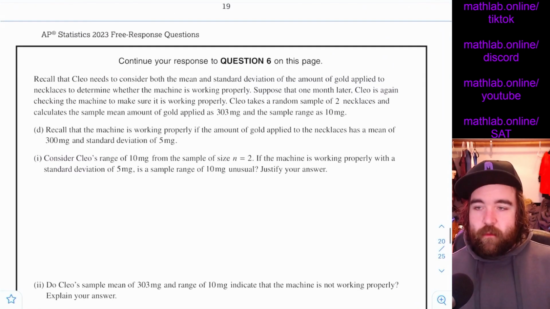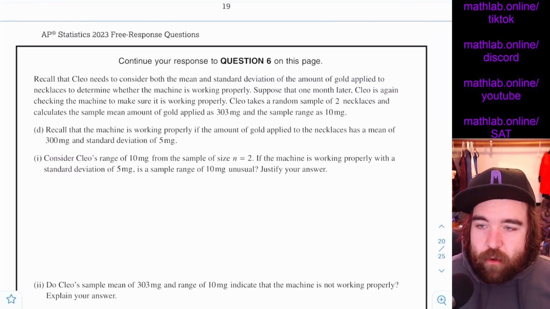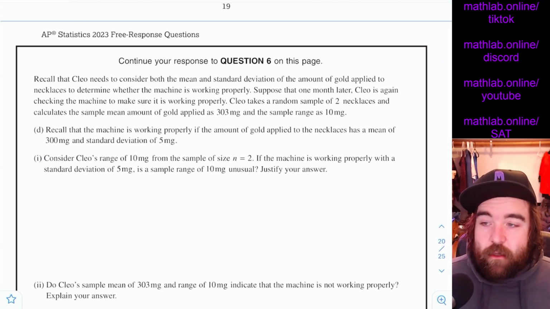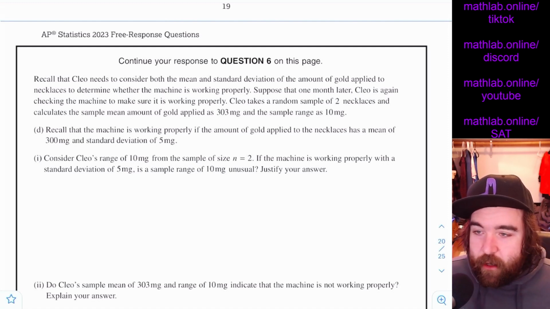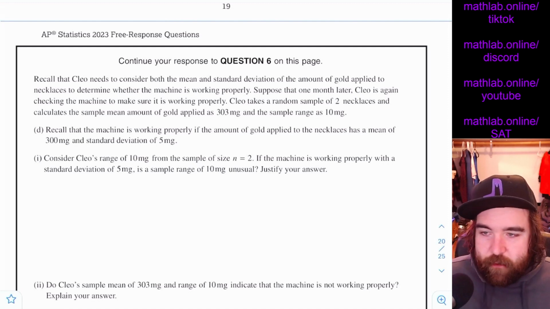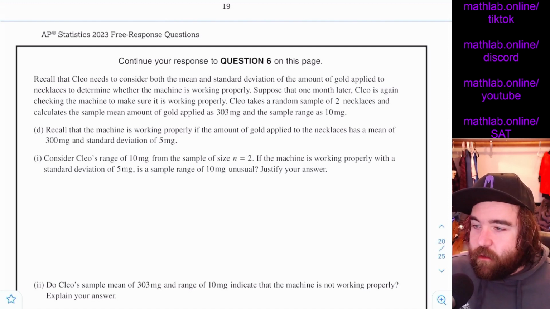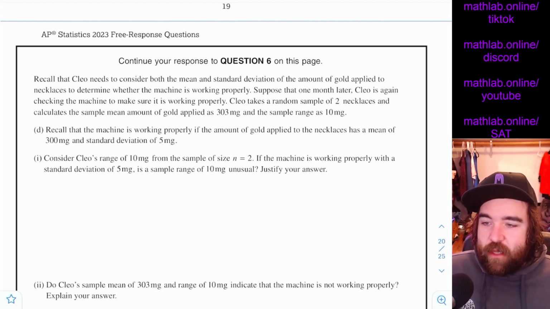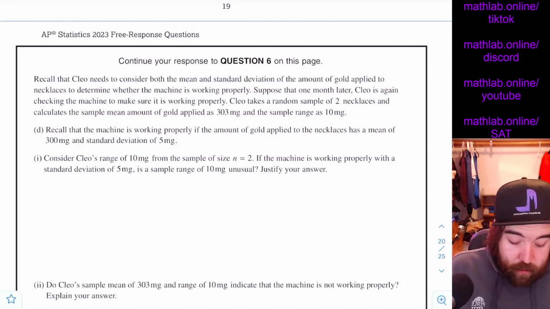Recall that Clio is considering both the mean and the standard deviation of the amount of gold applied to the necklaces to determine whether the machine is working properly. Suppose that 1 month later, Clio is again checking the machine. Clio takes a random sample of 2 necklaces and calculates the sample mean as 303 and the sample range as 10. Recall the machine is working properly if the amount of gold applied has a mean of 300 and a standard deviation of 5. If the machine is working properly with a standard deviation of 5, is the sample range of 10 milligrams unusual?